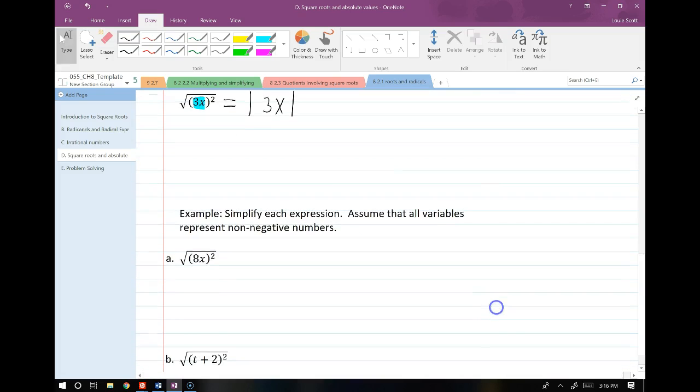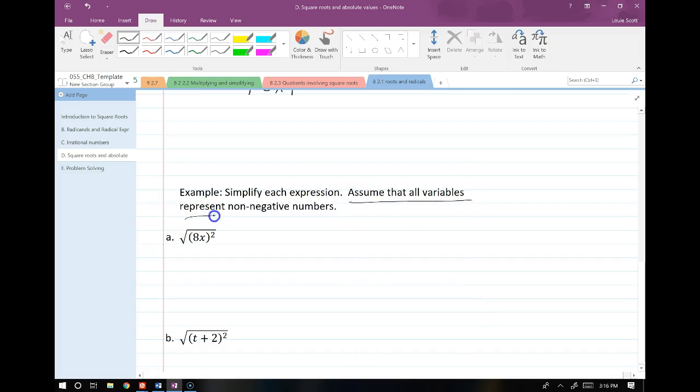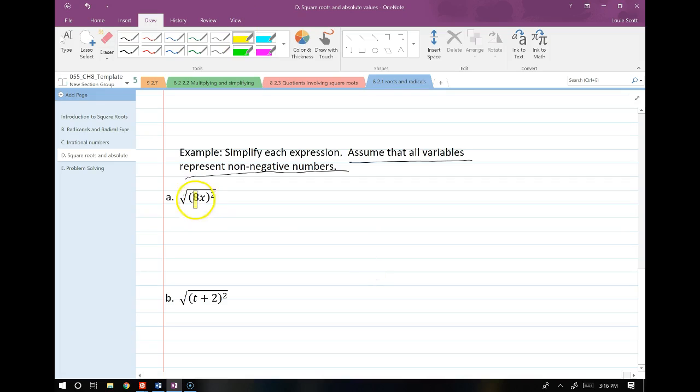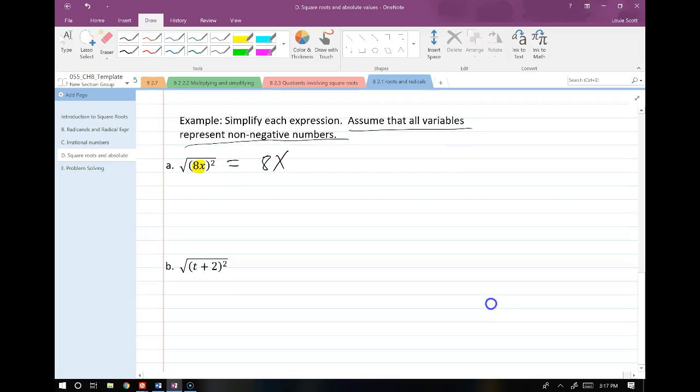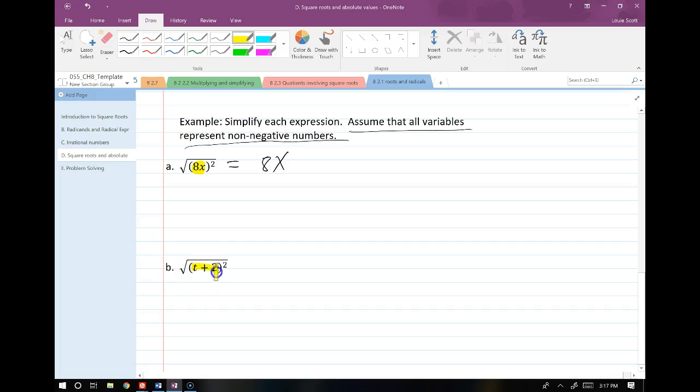Now if we assume that all variables represent non-negative numbers, we can stop using the absolute values, and this is what we usually do in algebra. The absolute values pop up every once in a while, but they're more of a nuisance. This is usually how we do these. So if you ever see the square root of 8x squared, the only thing that pops out is 8x. That's it. And it doesn't really matter what is inside these parentheses. As long as it is the square root of something squared, whatever's inside those parentheses pops out. And so we have a sum here. That doesn't matter. It still pops out the other side, t plus 2. The square goes away and the square root goes away.